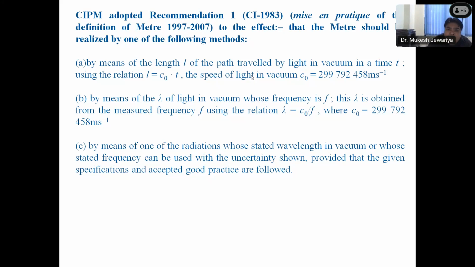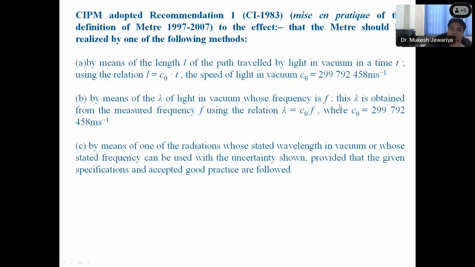Then there is another method, by means of the wavelength lambda of light in vacuum, whose frequency is f. This lambda is obtained from the measured frequency using the relation lambda = c/f, which I told you there. So c is defined as this much. If you know the frequency and you know c0, you can obtain the lambda. But the practical realization of this kind is done by other means.